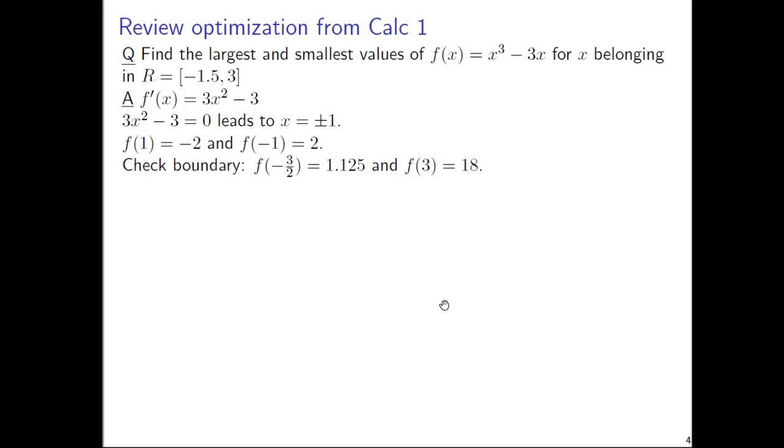So we'll compute f of negative 3 over 2, that happens to be 1.125, and then we'll compute f of 3, happens to be 18. Clearly, I used a calculator here just to try to not belabor the point. Let's just take a look at what the graph here looks like and then make some comments.